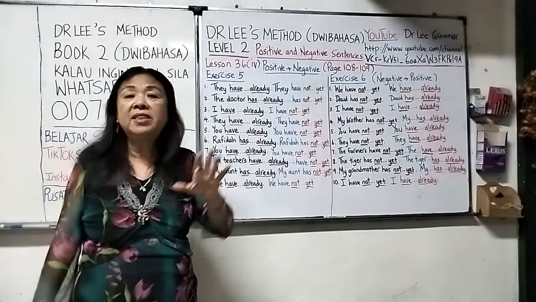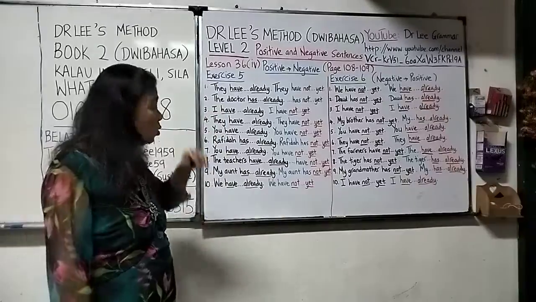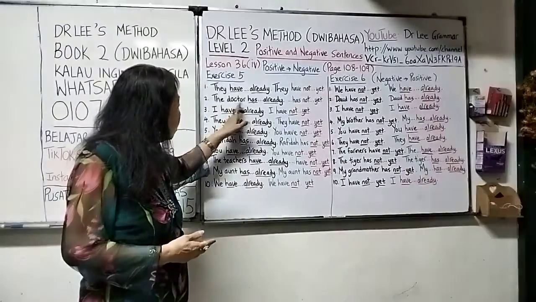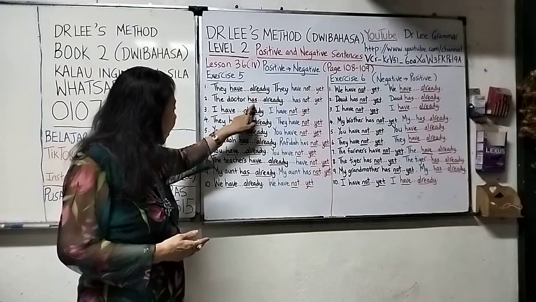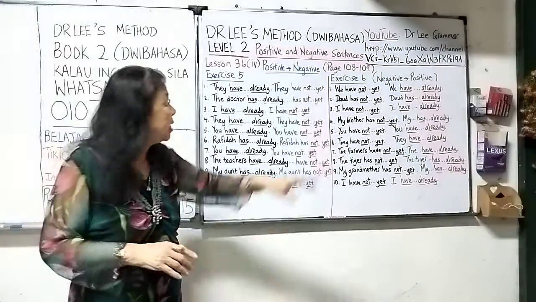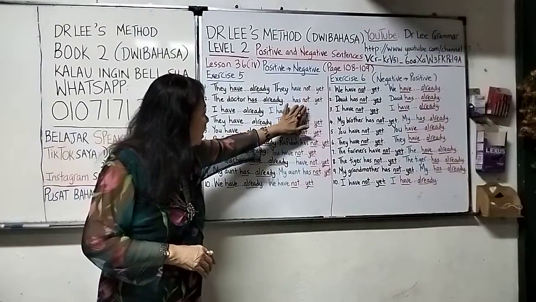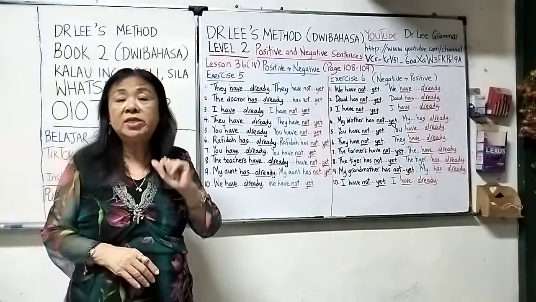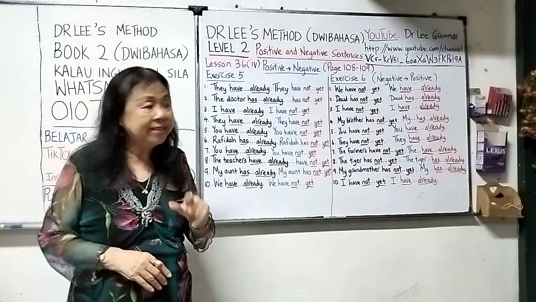Answer, they have not painted the wall yet. Number 2, the doctor has treated his patient already. One doctor, so the verb needs an S: has already. When you change to the negative, has becomes has not. When you use has not, it becomes yet. The doctor has not treated his patient yet.